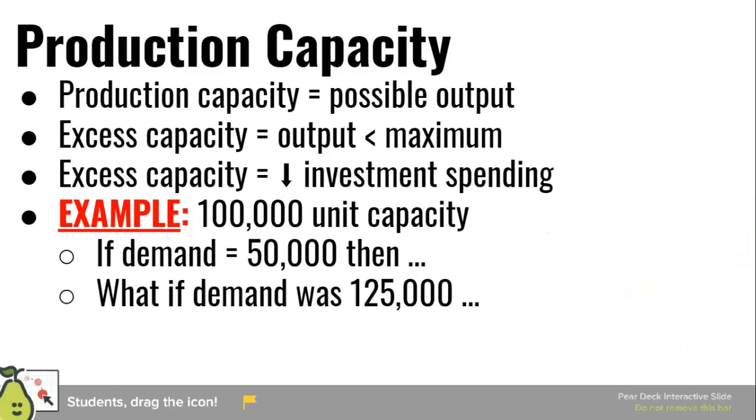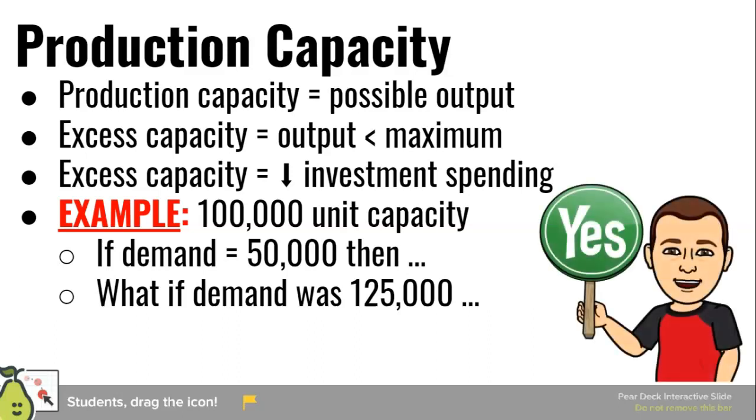But if demand were to increase to 125,000 units, that would eclipse the ability for us to produce, right? It goes beyond our capacity. So in this case, we would see an increase in investment spending in order to meet the need of the market. And with this investment spending increase, we would still see the same multiplier of 1 over 1 minus MPC.